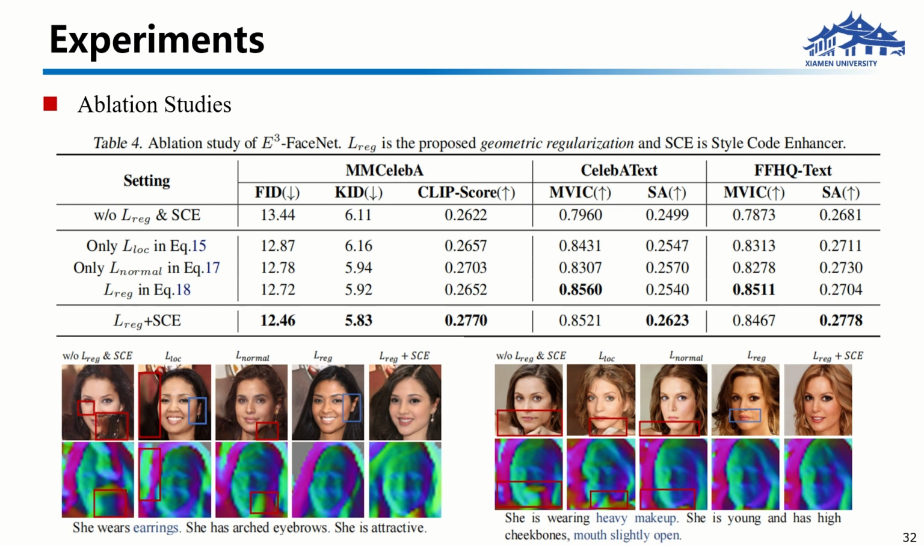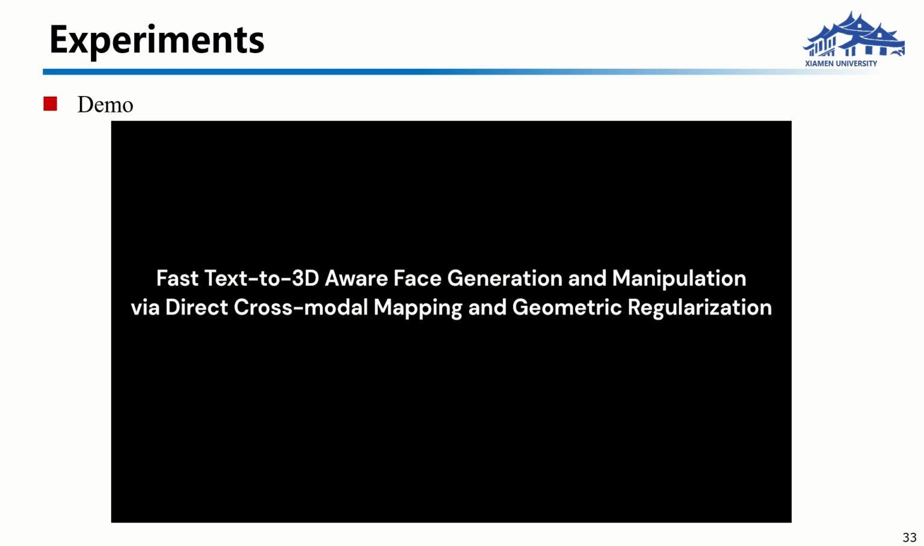Without the geometric regularization, the model tends to generate faces with artifacts, which is most severe under the base settings. In contrast, these regularization loss terms can help E3-FaceNet synthesize 3D faces with clear contours. Additionally, with the style code enhancer, finer-grained semantics can be seamlessly injected. For example, the model successfully generates earrings, while other settings fail to capture this attribute. We'll also present a demo for better visual illustration.